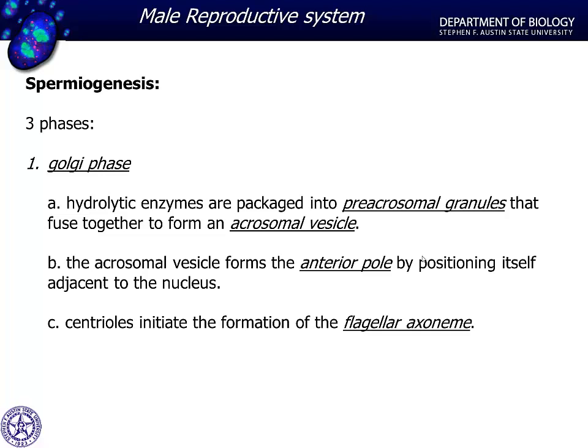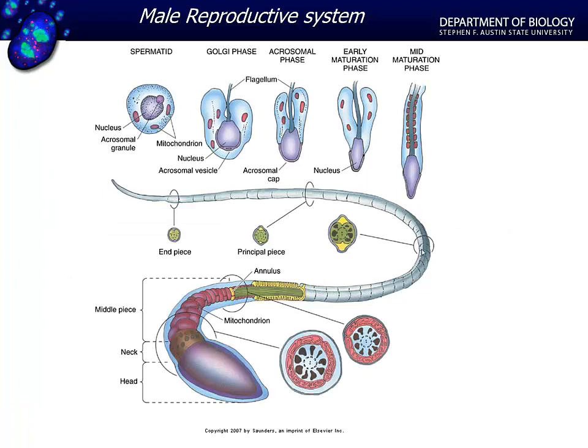It's going to look very much like a cilium. As we begin to see these changes taking place, that's going to represent the Golgi phase of development as we begin to change this rounded cell into one that looks more tapered in nature. So here we have an early spermatid.